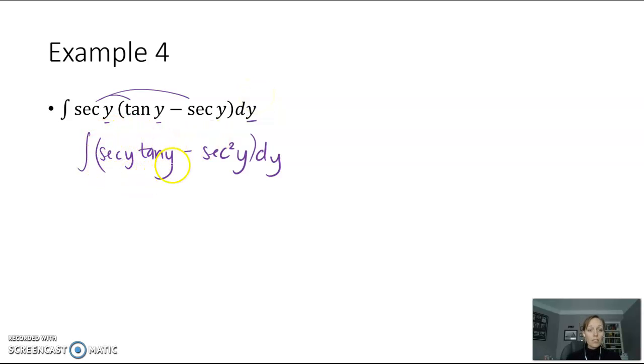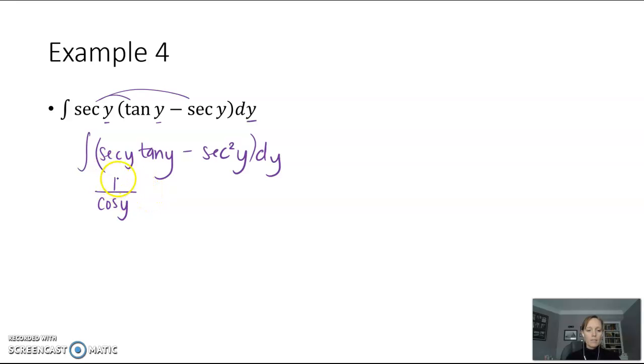Now, in the first term here, secant y tangent of y, you can use your cheat sheet, but you're going to find that there is nothing here for integrating secant of y tangent of y. So what we want to do is use our trig identities to simplify or rewrite this. So remember that secant is the reciprocal of cosine. So we have 1 over cosine of y.